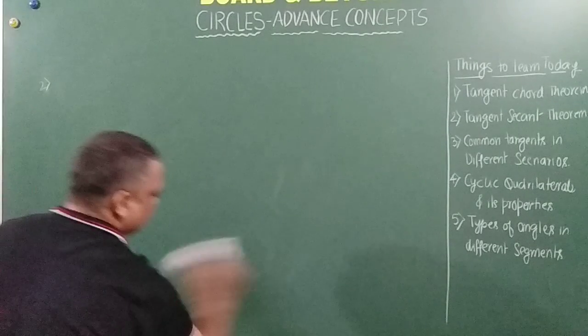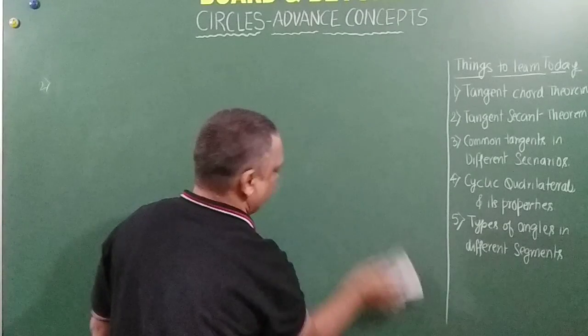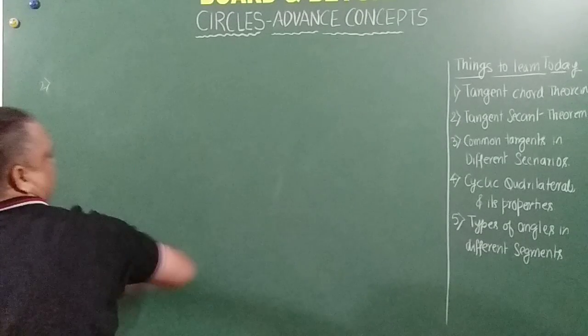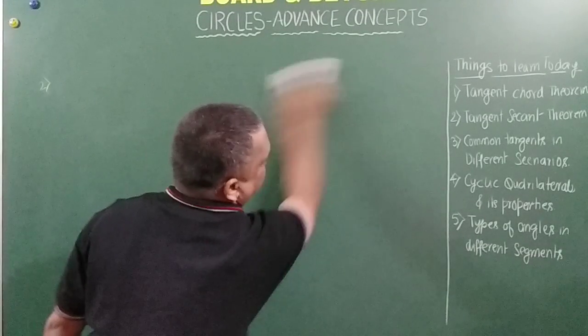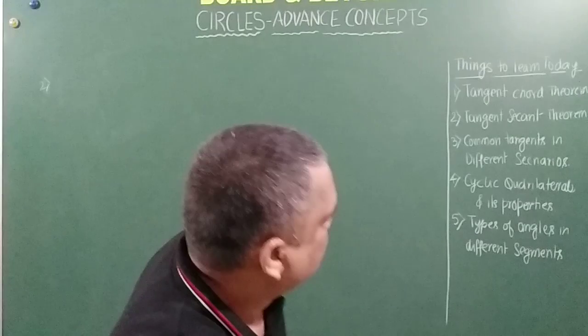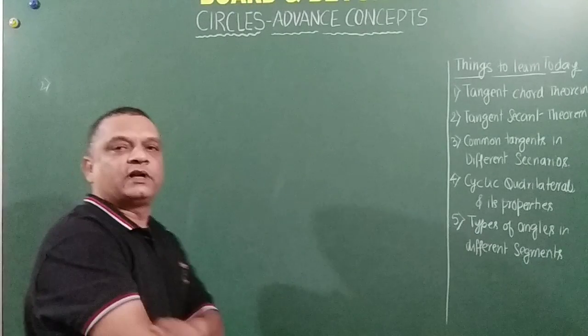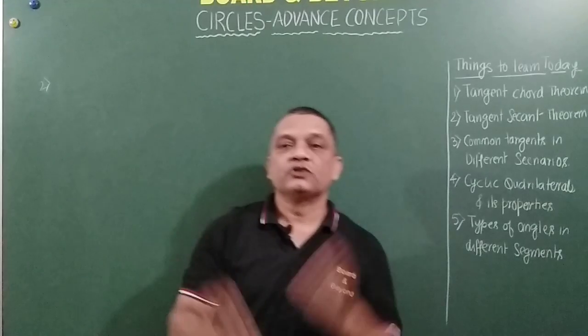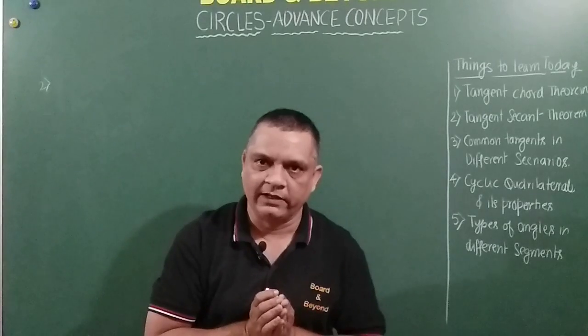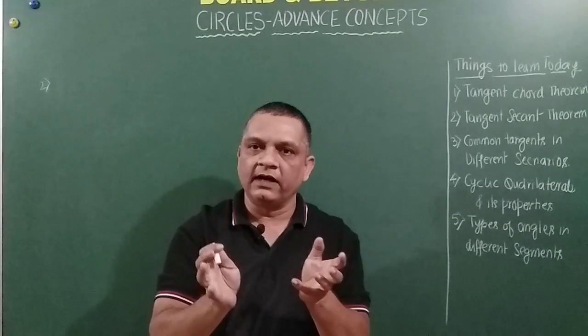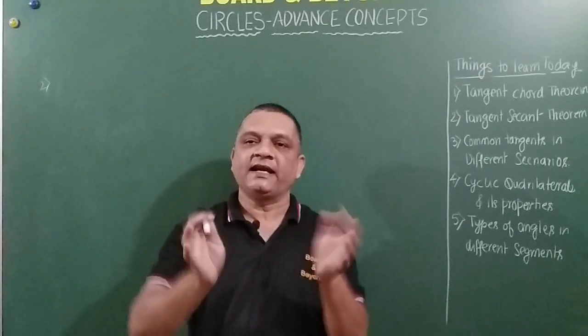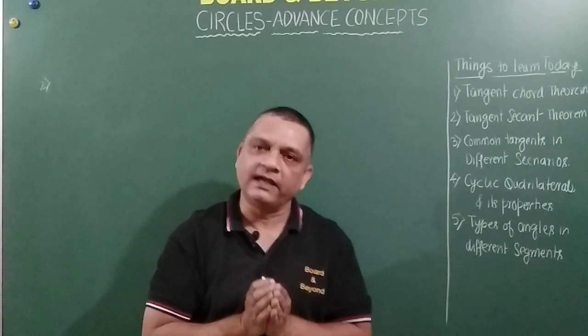Sometimes this appears in examination for 1 mark problem or MCQ, multiple choice questions, right? Okay. Now comes cyclic quadrilateral and its properties. So friends, what is a cyclic quadrilateral? Any quadrilateral which is fit inside a circle is called a cyclic quadrilateral.